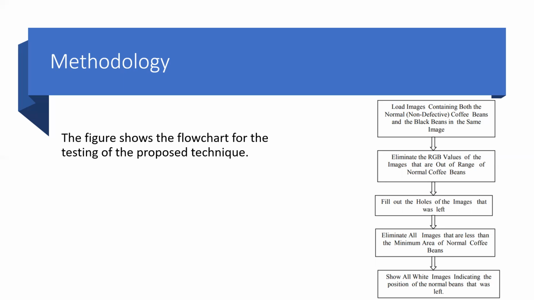In the flowchart, load images containing both the normal non-defective coffee beans and the black beans in the same image. After that, eliminate the RGB values of the image that are out of range of normal coffee beans. Fill out the holes of the image that was left and eliminate all objects that are less than the minimum area of normal coffee beans. And last, show all white images indicating the position of normal beans that were left.